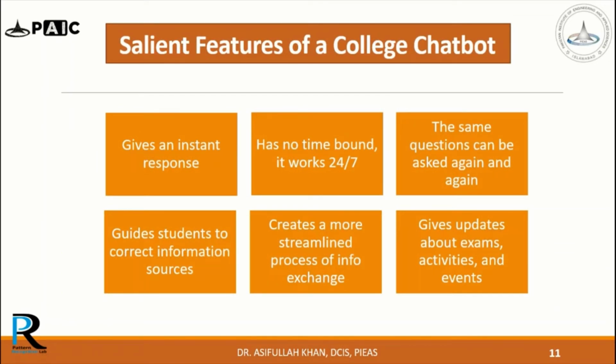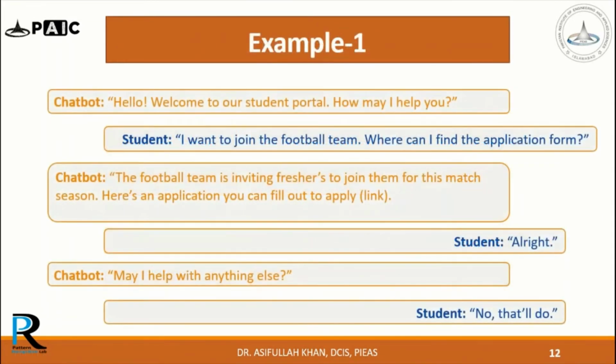So the salient features of a college chatbot could be, for example, it gives an instant response, has no time bound, that is, it works 24/7, and the same question can be asked again and again, and the chatbot is going to answer those questions. It guides students to correct information sources, creates a more streamlined process for info exchange, and gives updates about exam activities and events. Now let's see some conversation examples by the chatbot.